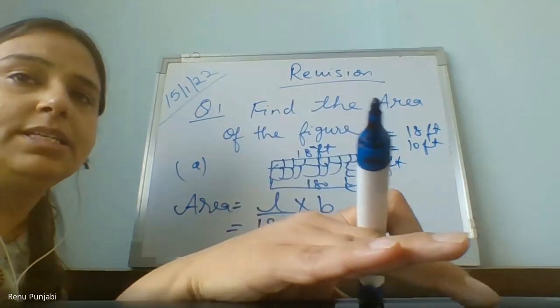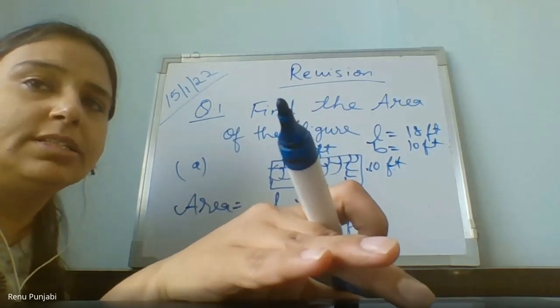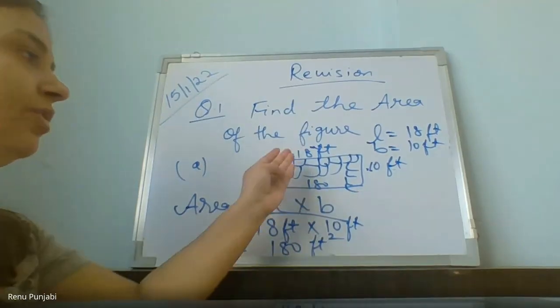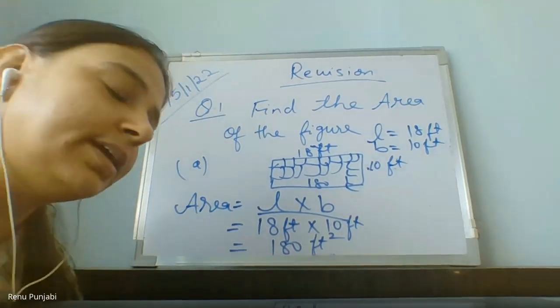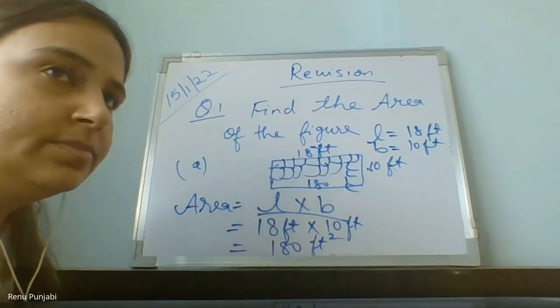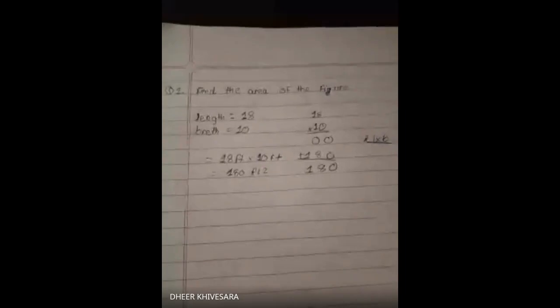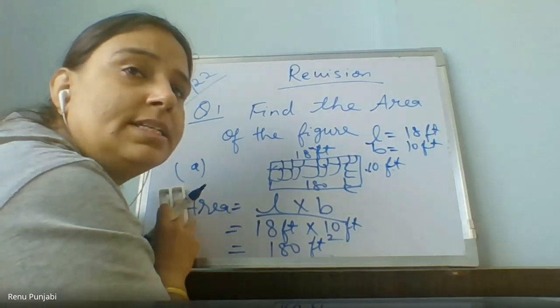Ma'am, see, is it correct? Wait, let me pin. Yes, Harsh Keshwani, ask what you want to ask. Ma'am, I am confusing the square formula. No problem. You have to learn this formula. Length multiplied by breadth is the formula for finding the area of a rectangle. You can do it in this way. And can you see mine? Yes, good.